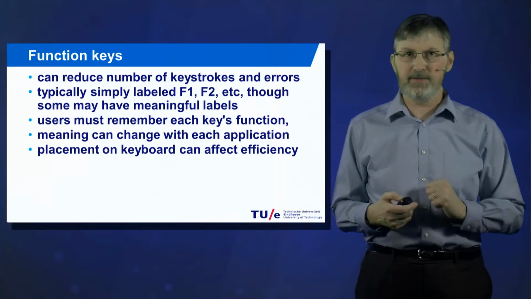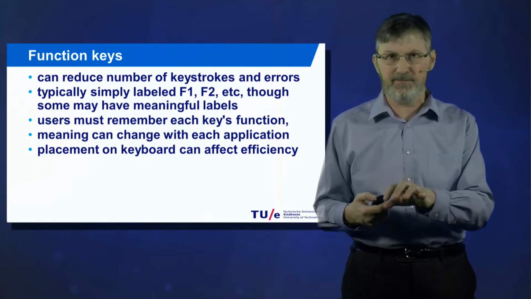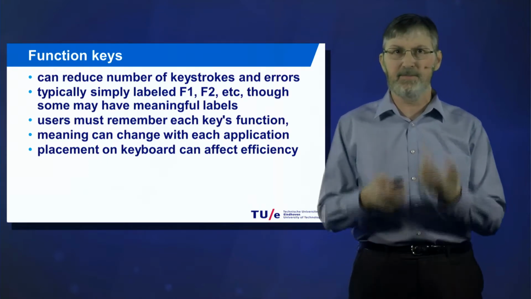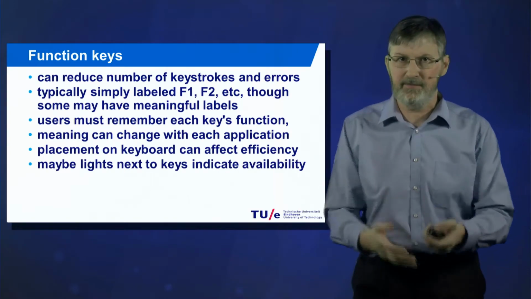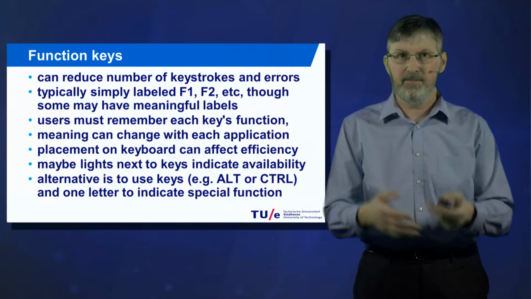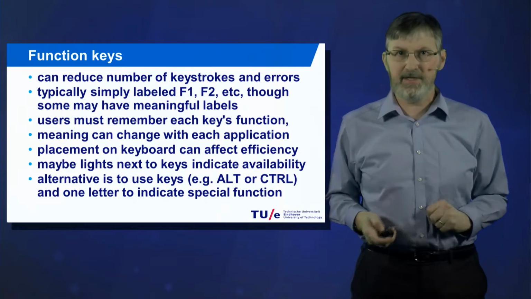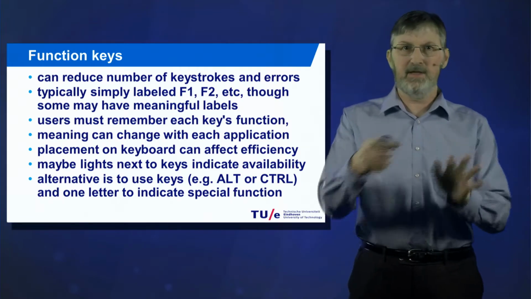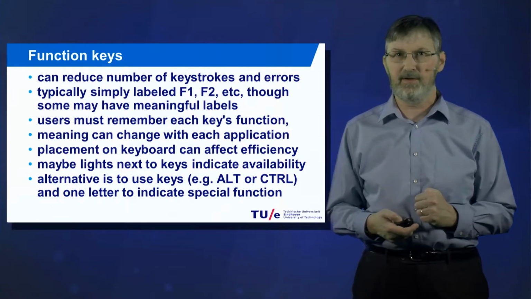The placement on the keyboard is also important. On older keyboards, the function keys were all placed on the left, which means you have to move your hand away from the letters to the function keys, and that costs time. It reduces the efficiency. There can be lights to indicate whether a function key is actually available. Some functions may not always have meaning in a given application. And when there are not enough function keys, people have resorted to using combinations with Control, with Alt, with Command, and we have so many shortcuts nowadays that nobody can remember what they all are.